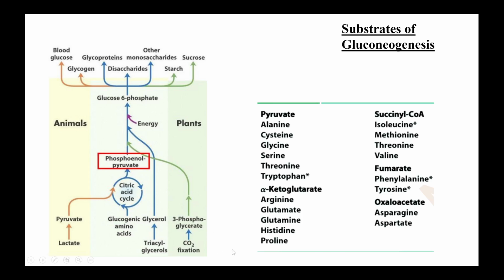Then we have CO2 fixation, which is not present in animals. It is only present in plants and photosynthetic organisms. So animals cannot do CO2 fixation, but plants can directly fix CO2 into 3-phosphoglycerate, and that 3-phosphoglycerate can get converted into glucose 6-phosphate. It can basically enter the gluconeogenesis pathway.